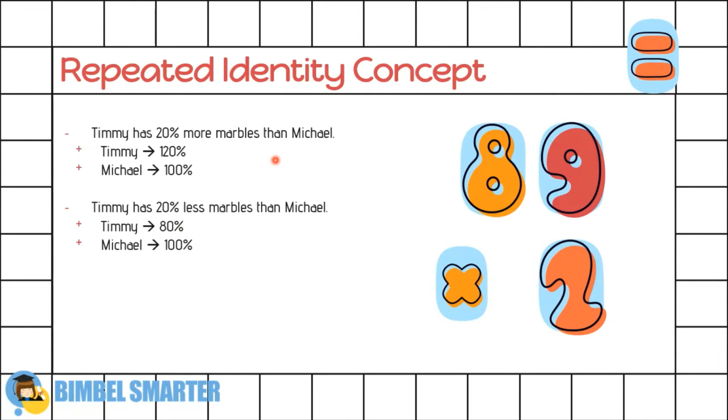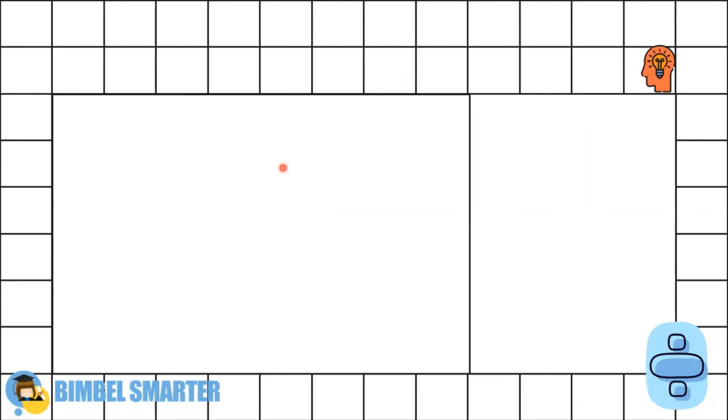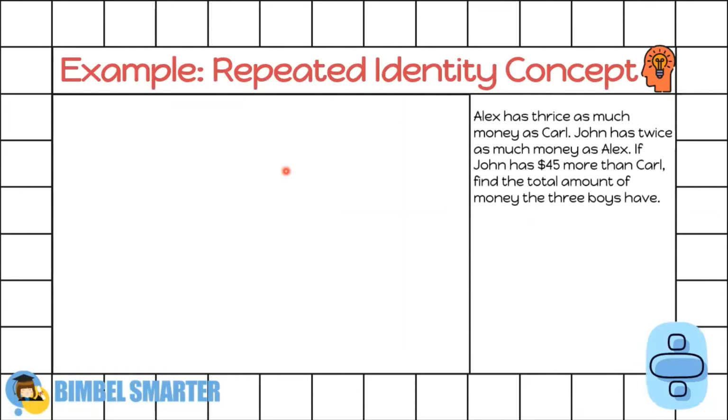So let's see an example of this kind of question. I have a question here. Alex has thrice as much money as Carl. John has twice as much money as Alex. And if John has $45 more than Carl, find the total amount of money the 3 boys have.